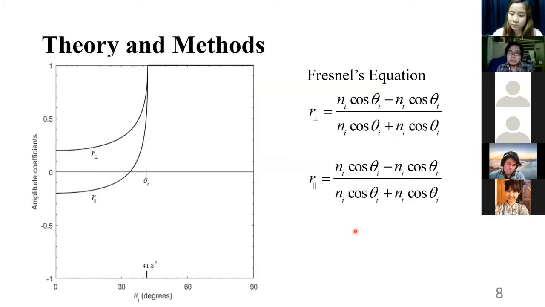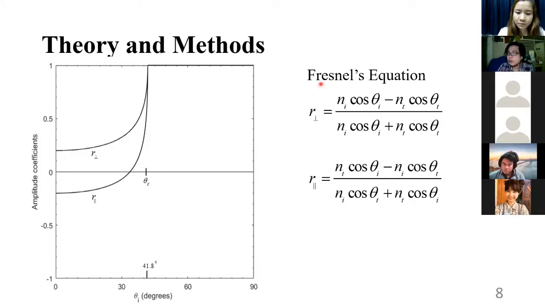In this work, we measure the refractive index by finding the critical angle. For internal reflection with an incident angle equal to or greater than the critical angle, all the incoming energy is reflected back into the incident medium. This phenomenon is called total internal reflection.